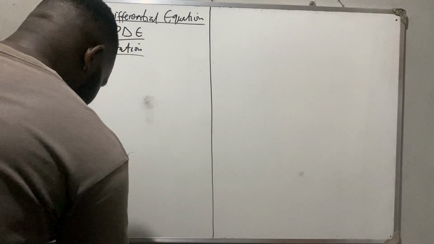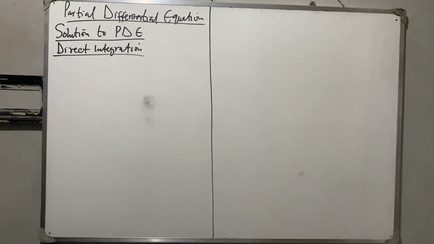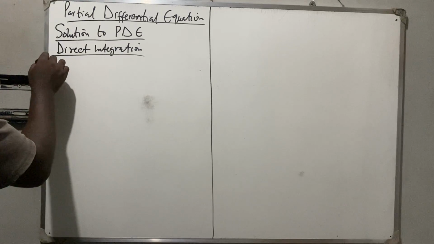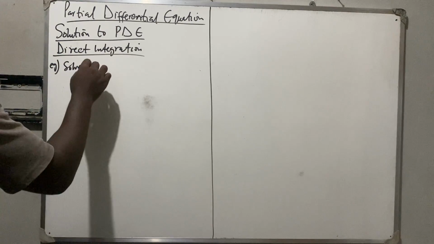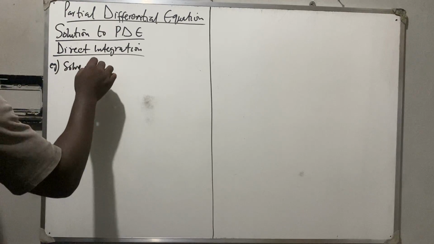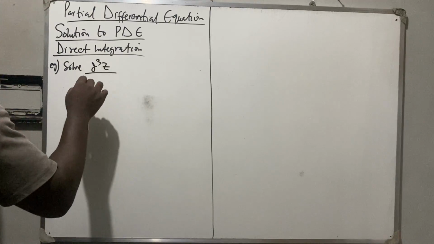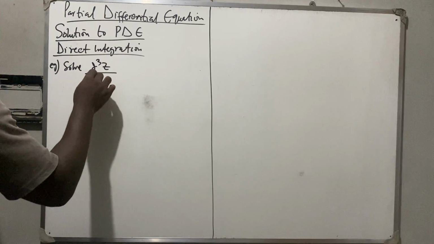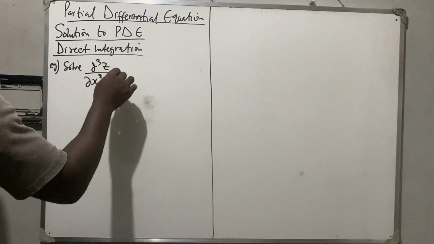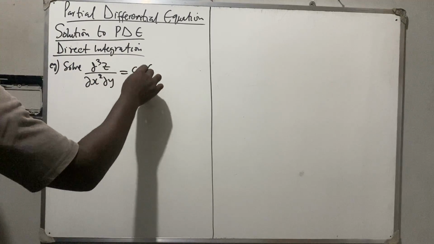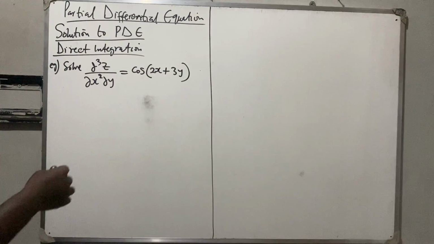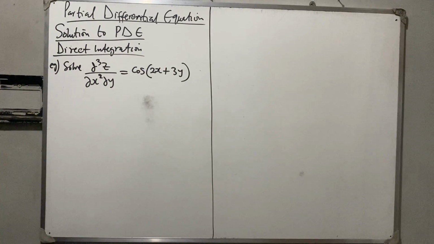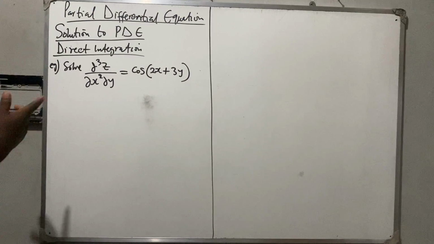Then we'll move to the main thing. This one is just as simple as ABC. So let's just talk about that. The first example here says we should solve the third partial derivative of z, partial cube z over partial x squared partial y, is equal to cos(2x plus 3y).